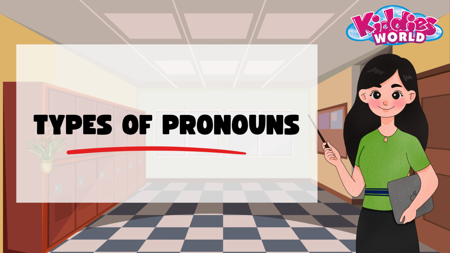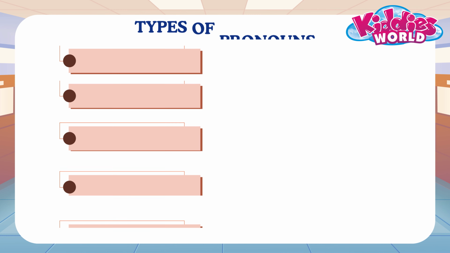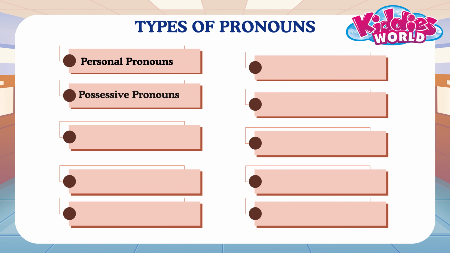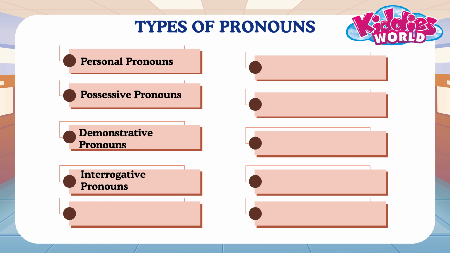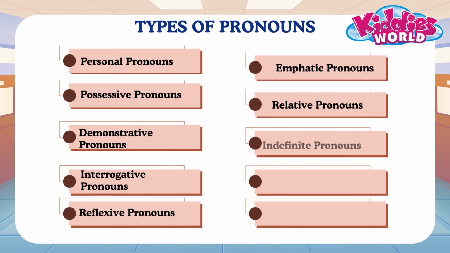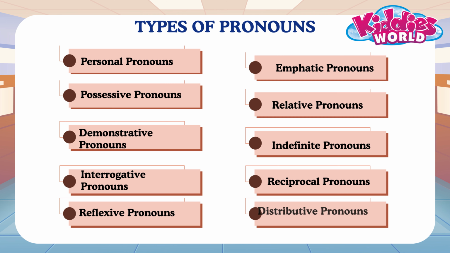Types of pronouns. There are many types of pronouns. Some of the main types are personal pronouns, possessive pronouns, demonstrative pronouns, interrogative pronouns, reflexive pronouns, emphatic pronouns, relative pronouns, indefinite pronouns, reciprocal pronouns, distributive pronouns. Now, let's see them clearly.